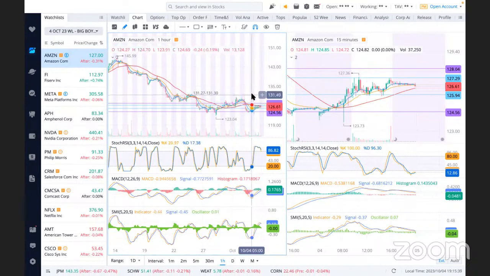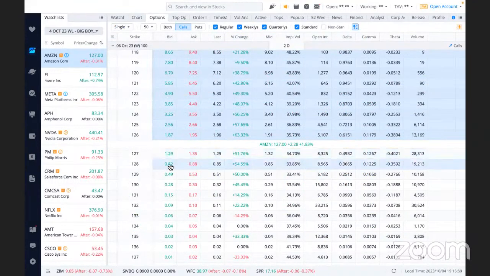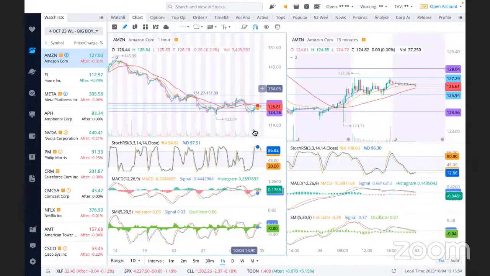So people get spun out on these cheap contracts, but they go too far out of the money, and could have made some money had they just stuck with, look, this isn't a bad contract. This 128, this is in range. Look where our lines are at.